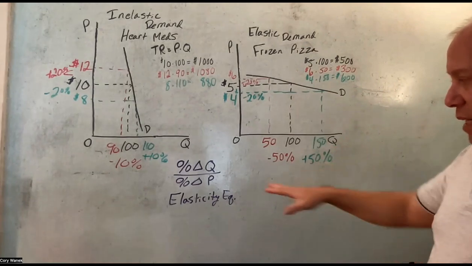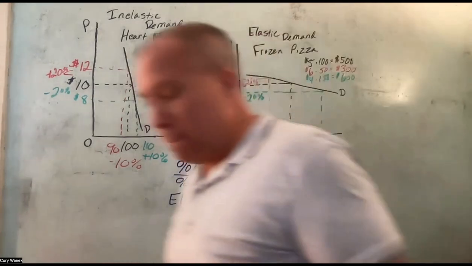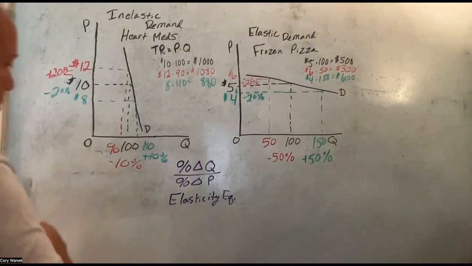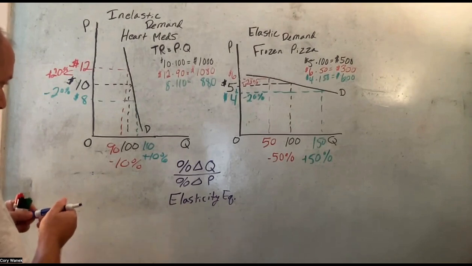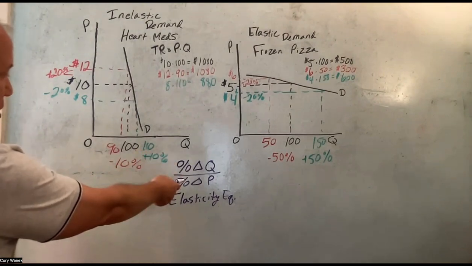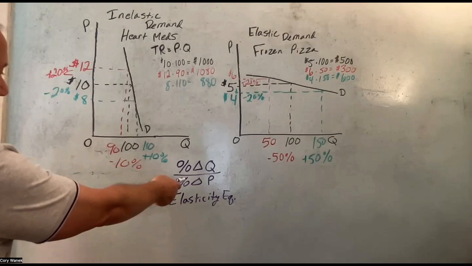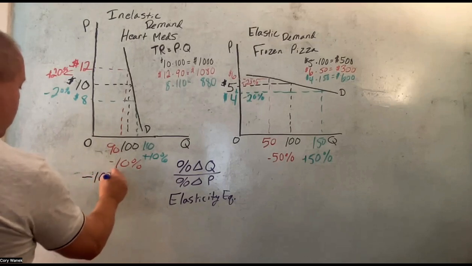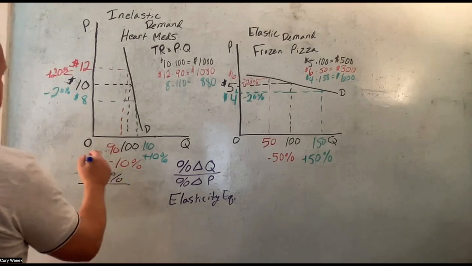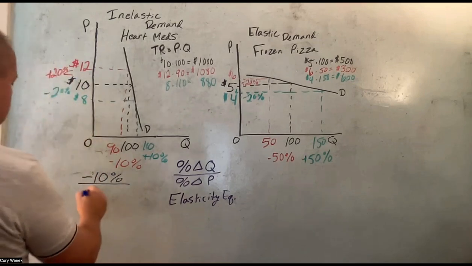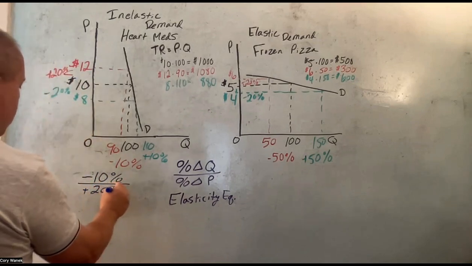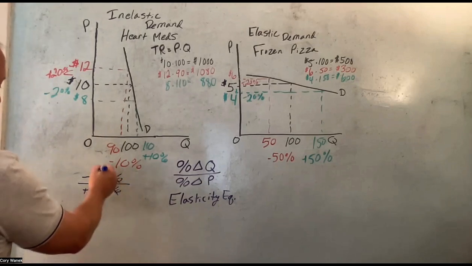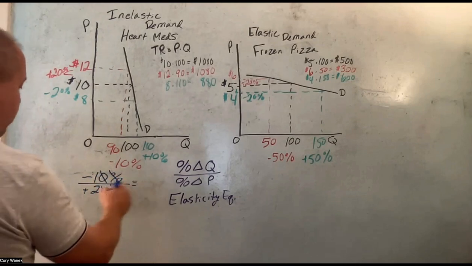Lastly, we'll calculate the elasticity for each. This is the equation for elasticity. It's the percentage change in quantity divided by the percentage change in price. So the quantity change here is 10%, so we'll go minus 10% divided by, we went up 20%. All you've got to do is cancel out your like terms. This equals 0.5, or 1/2.